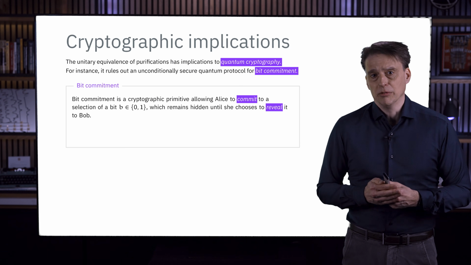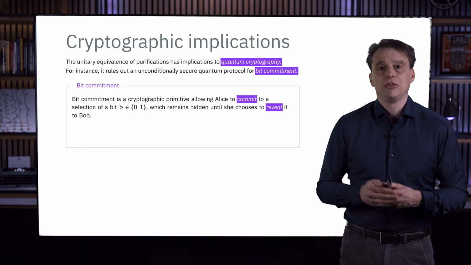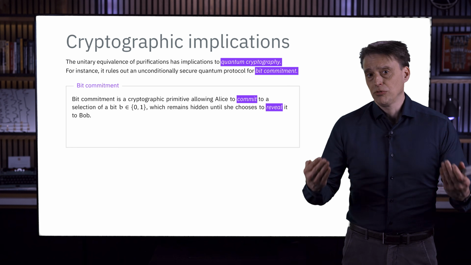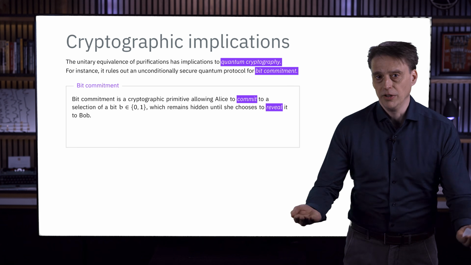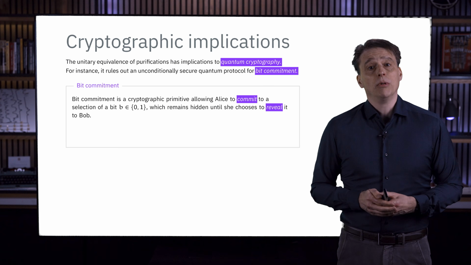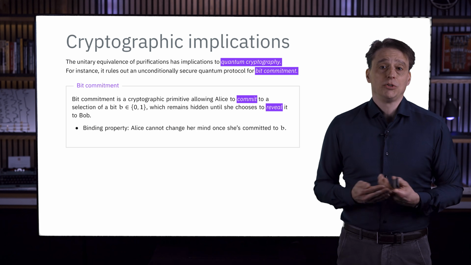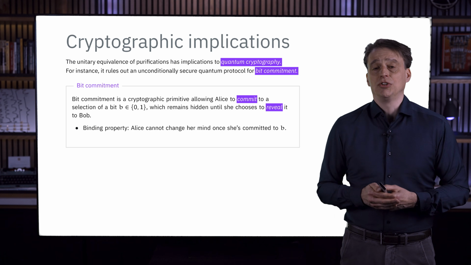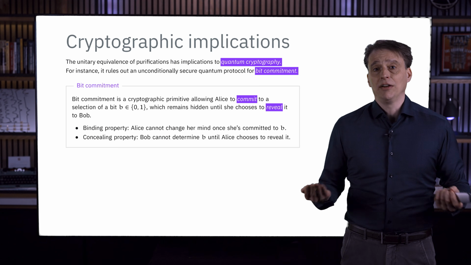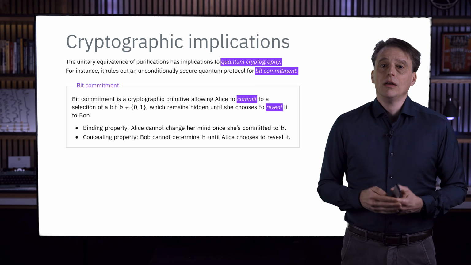In the case of bit commitment, the basic functionality is that one player, Alice, is able to commit to a binary value of her choice to a second player, Bob, but her choice remains hidden until she chooses to reveal it. We require 2 specific properties from a protocol that implements bit commitment. It must be binding, which means that Alice can't change her mind once she's committed to a bit, and it must be concealing, which means that Bob can't determine Alice's bit until she chooses to reveal it.